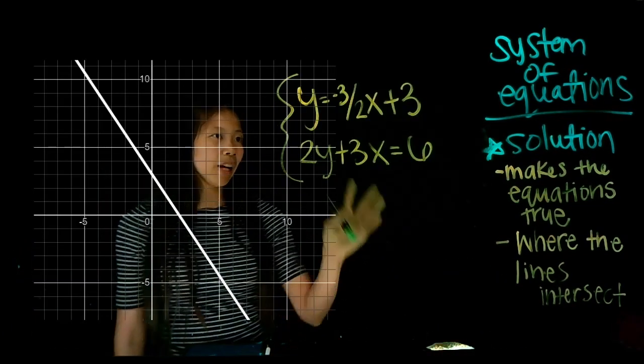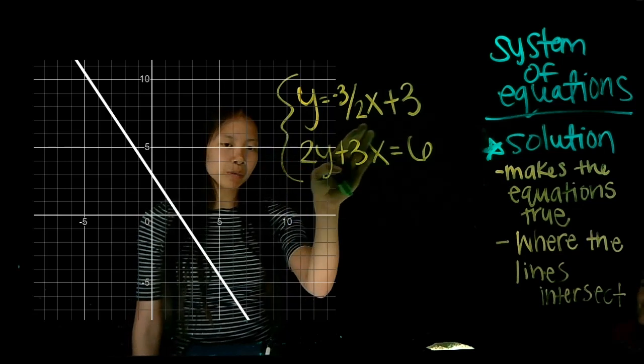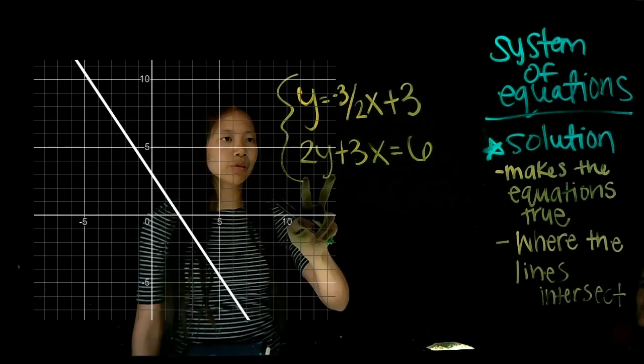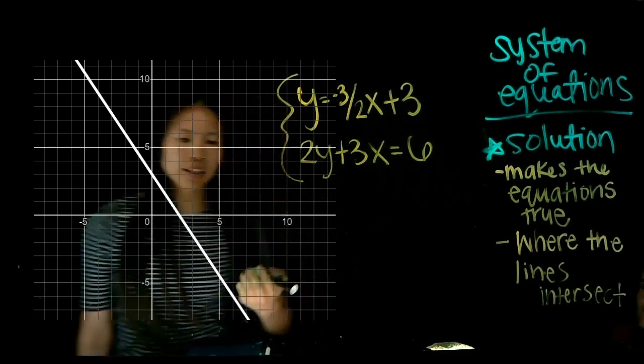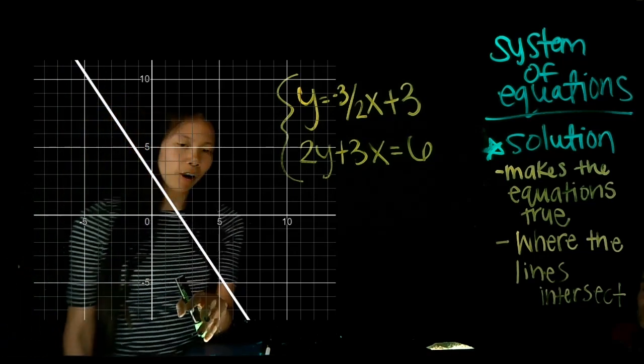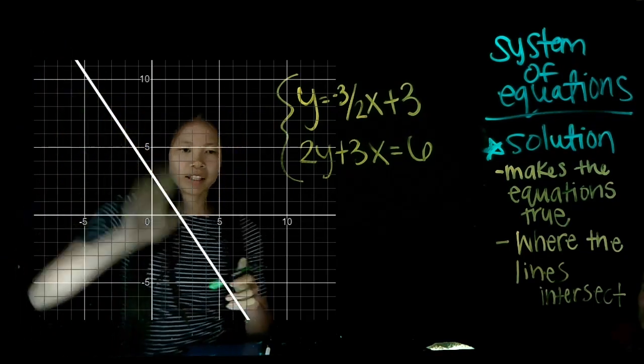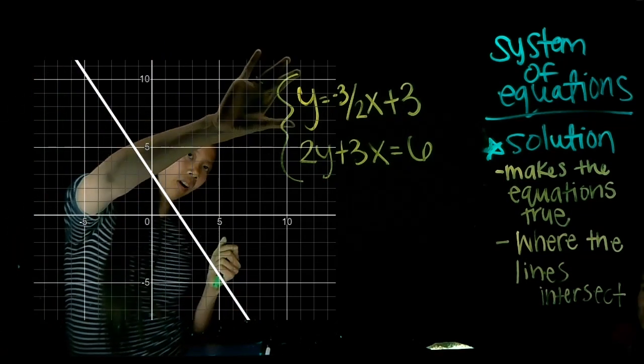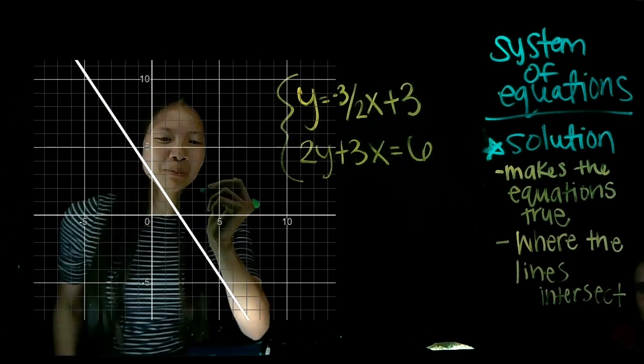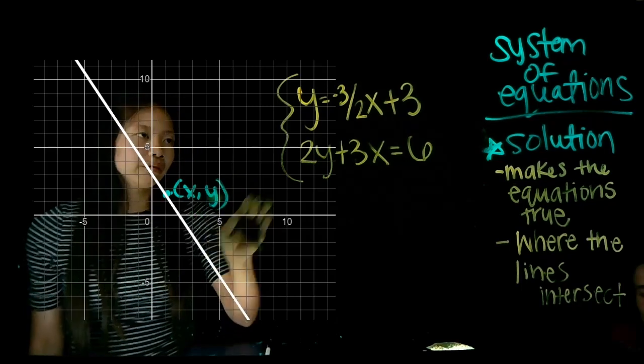All right, so now we have this system of equations. We got y equals negative 3 halves x plus 3, and also 2y plus 3x equals 6. And this is what it looks like with the system of equations graphed. And it looks like they are the same line, right? I don't see another line on here, and so this tells me that these are equivalent. All right, that means any point on the line will be a solution for either one.